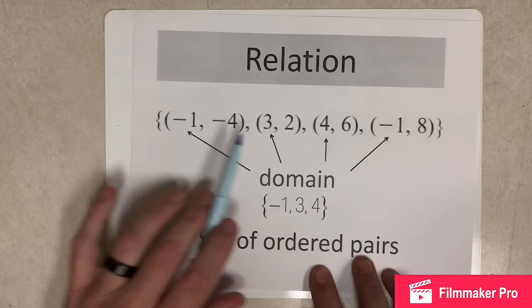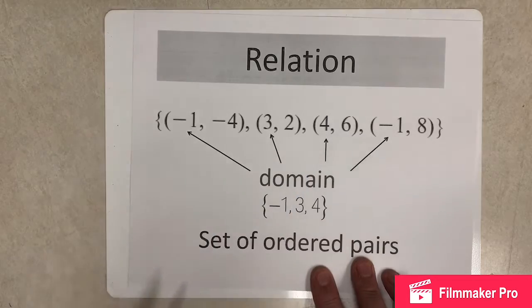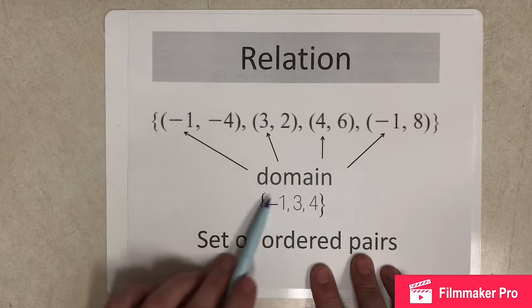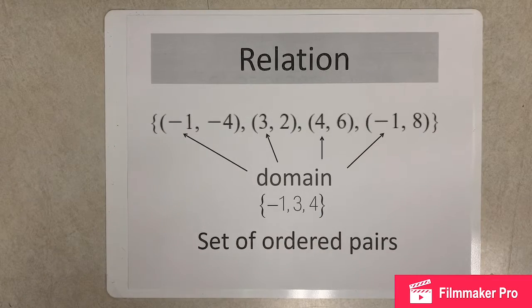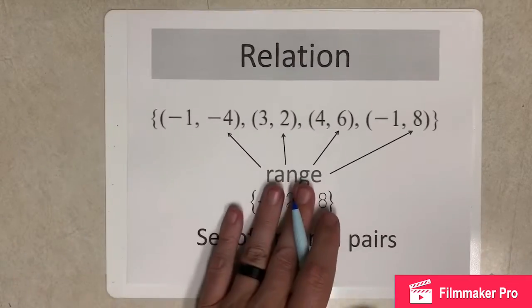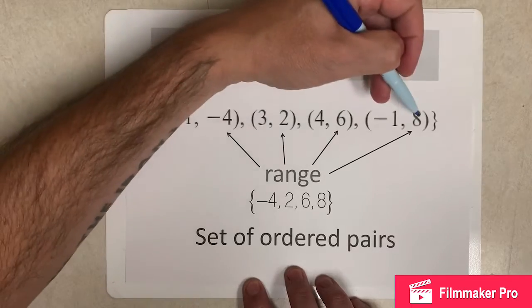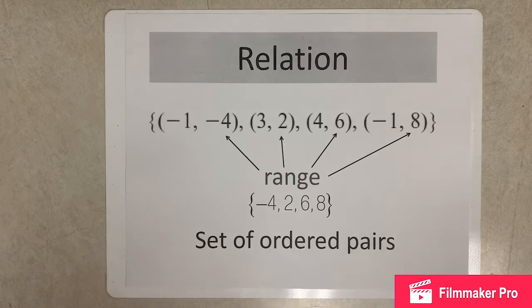The first numbers in our sets of ordered pairs, -1, 3, 4, -1, we call those the domain, and we usually write those as a set of numbers in curly brackets. So the first numbers are the domain, and then we have the second numbers, -4, 2, 6, and 8 are all going to be what we call our range. So we have domain, and then range is the second numbers in our sets of ordered pairs.